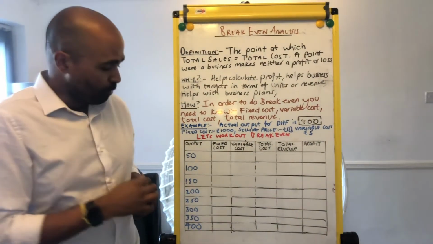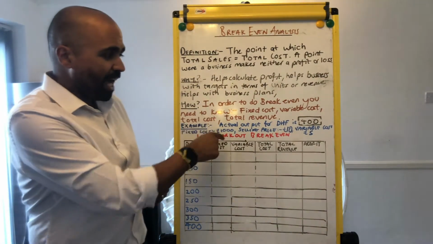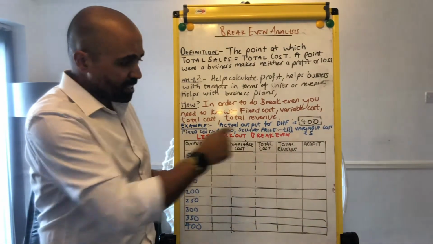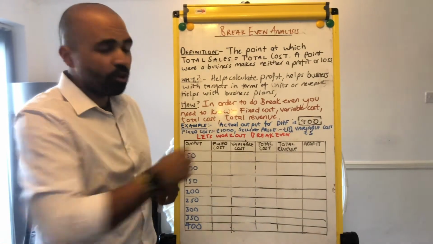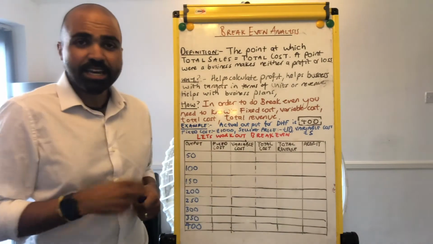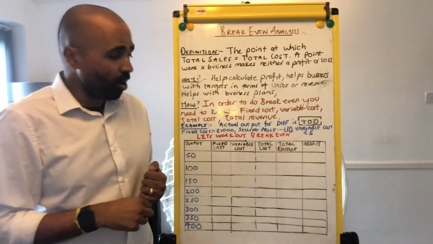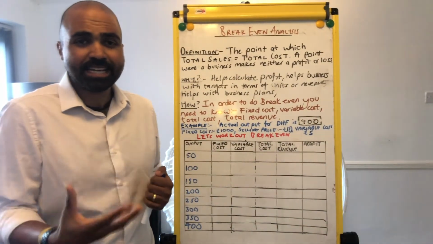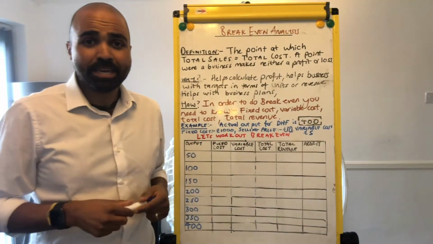So to start off with, we're going to look at this particular case study. Actual output for DHF, Deb Health and Fitness, is 400. So they're expecting to make and sell 400 items of product. Their fixed cost is £1,000. Their selling price of each individual item is £10, and their variable cost of making and selling that product is £5.